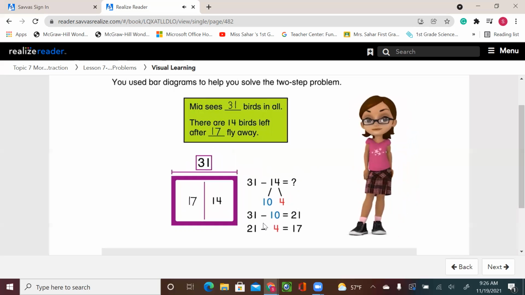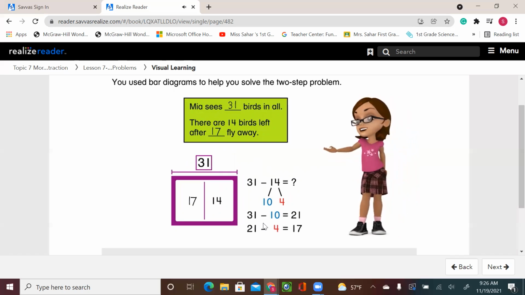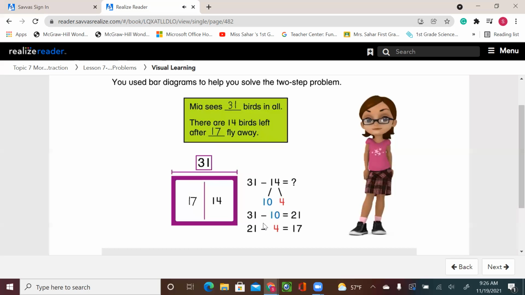You used bar diagrams to help you solve the two-step problem. Bar diagrams help you see the parts and the whole in each step of the problem. Also, in this problem, when I have the bar diagram, I know which information I have, which information I'm looking for, and it helps me to find, do I need to add or subtract? Also, we use compensation when you add, and we also used break apart to help me subtract. All right, let's see the guided practice.